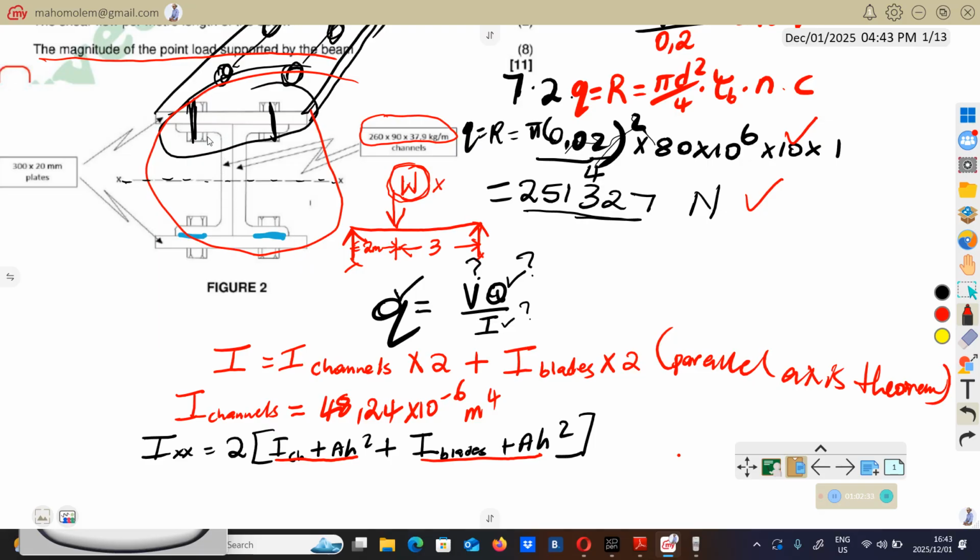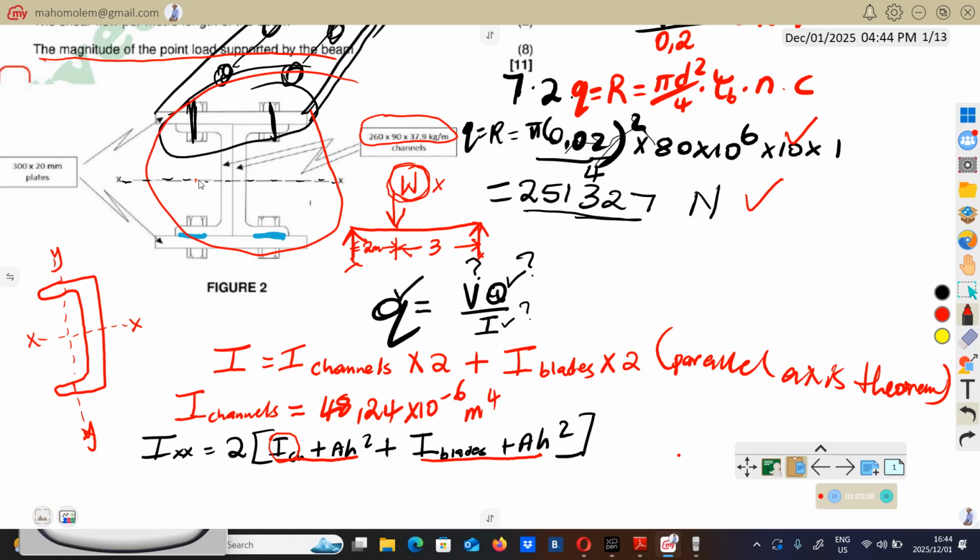What I was saying is that this channel is going to have an axis like this. We normally say parallel to the longest dimension is YY, perpendicular to the longest dimension is XX. So now we want to know which I are we going to use, since we have IXX and IYY.